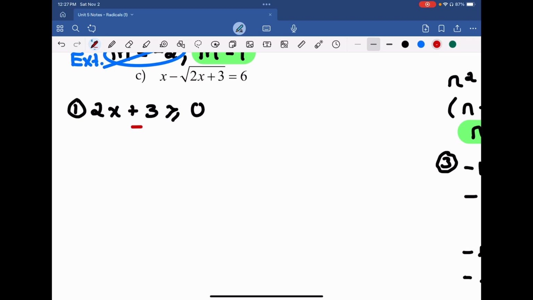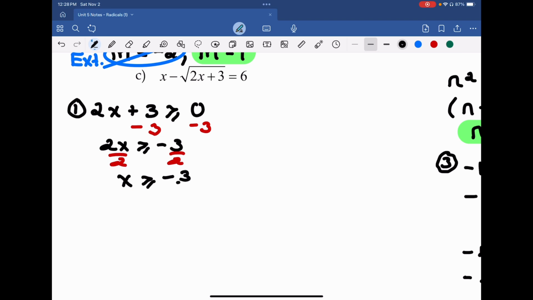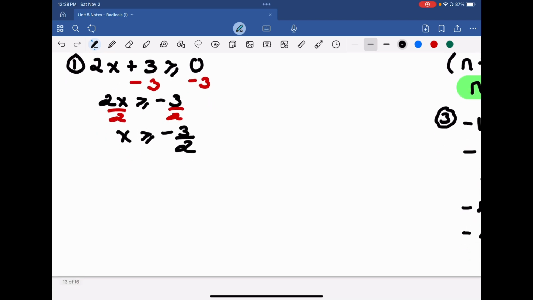I'm going to subtract 3 from both sides, so minus 3 and minus 3. This is going to give me 2x is greater than or equal to negative 3. When I divide both sides by 2, this ends up giving me that x must be greater than or equal to negative 3 over 2. Perfect. Okay. Now, we're going to start solving.